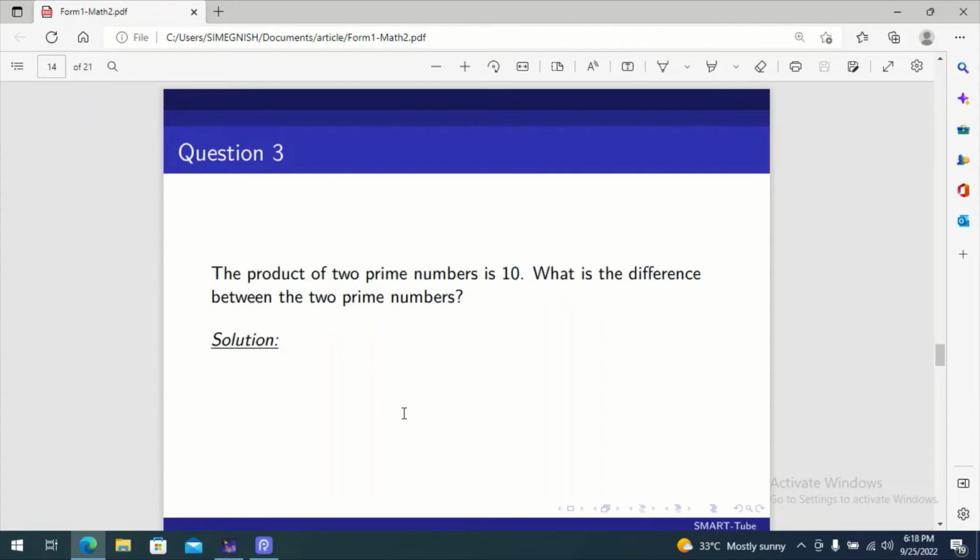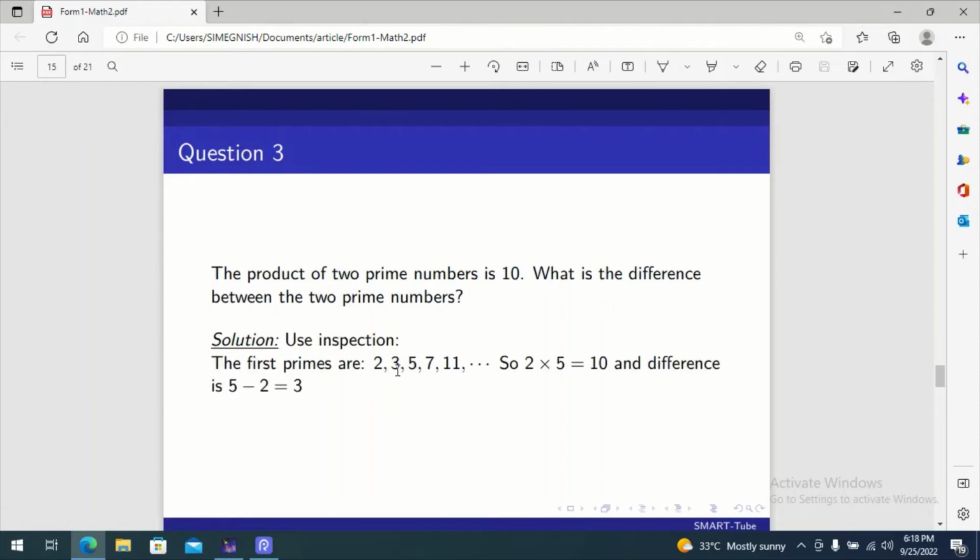So the third one is: the product of 2 primes is 10. What's the difference between the 2 prime numbers? Here we use the inspection method, because let's start by listing the prime numbers. The first prime we know is 2, then the next are 3, 5, 7, and 11. As you see, if you multiply any two of these, which two primes give you 10? The only primes whose product is 10 are 2 and 5. So the primes are 2 and 5, so what would be the difference? The difference is 5 minus 2, which is 3.